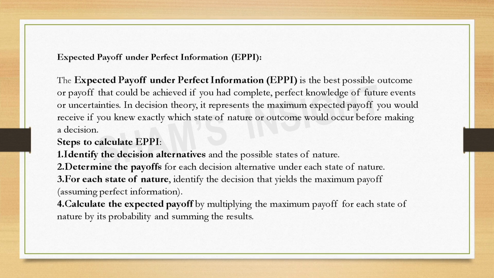So the steps to calculate EPPI are: first, you have to identify the decision alternatives and all the possible states of nature, then determine the payoff of each alternative under each state of nature, and for each state of nature identify the decision that yields the maximum payoff, assuming perfect information. Now calculate the payoff by multiplying the maximum payoff for each state of nature by its probability and summing the results. This is how you calculate the expected payoff under perfect information. We'll solve the question that will clear your doubts.